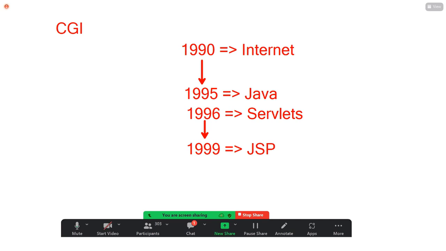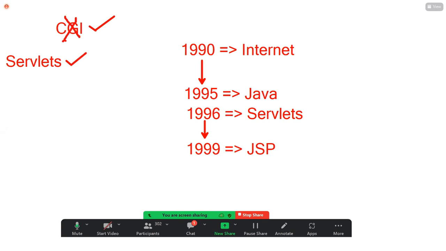CGI is a specification for developing internet applications with C, C++, Perl, many languages. It is supported. This is when the internet came, about 6 years before. Many languages were supported. But Servlets came later, in 1996. When Servlets came and existed in the market, CGI became outdated.